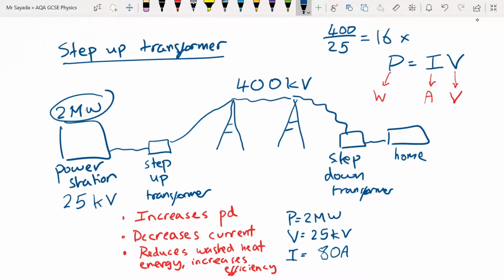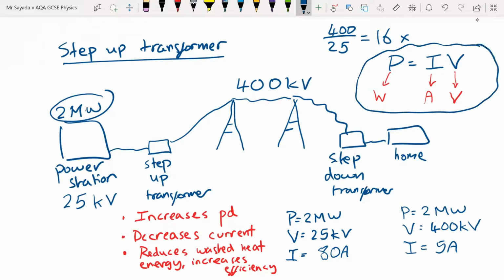Now I'd like you to do the same thing, but this time the power is 2 megawatts and the voltage is 400 kilovolts. Pause the video to work out the current now. Press play once you're ready. You should have found that the current is now 5 amps by using this formula over here.